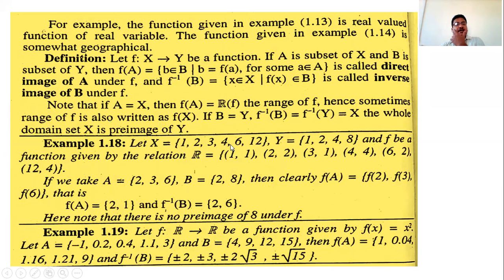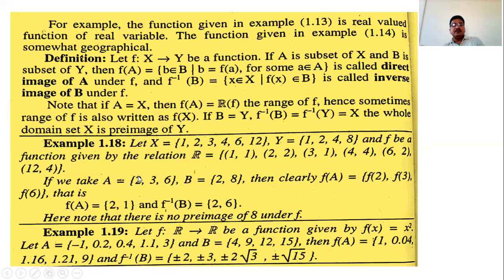For example, suppose X is this set, Y is this set, and f is the function defined by this: the image of 1 is 1, image of 2 is 2, image of 3 is 1, image of 4 is 4, image of 6 is 2, and image of 12 is 4. Then we take A, suppose A is {2, 3, 6}. Now we have to find f(A). So what is f(A)?